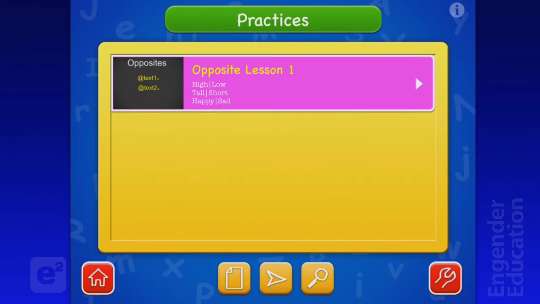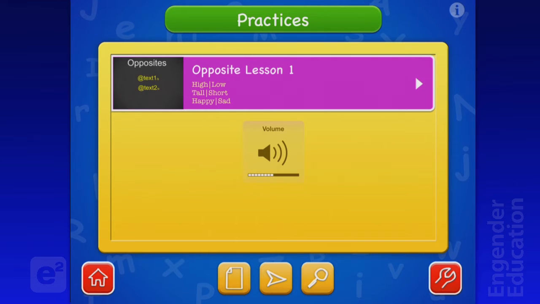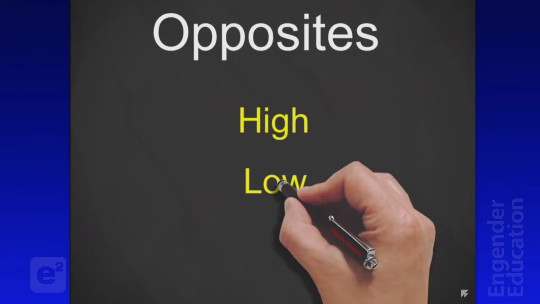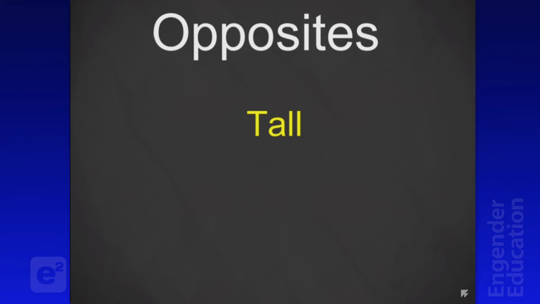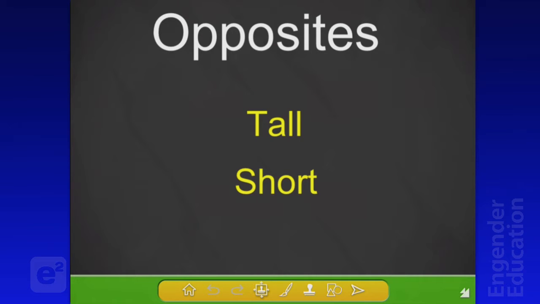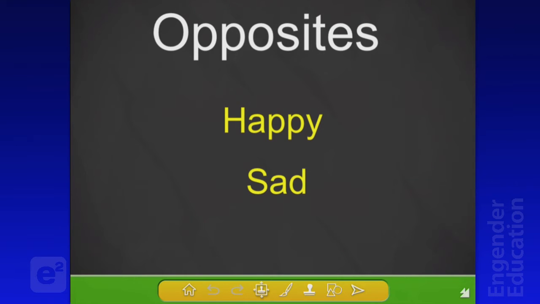All right, now let's play back. We can play interactive mode here, which is currently always set here. Let's see how that works. High, low. Okay, so you show that. Now you go to the next one. Tall, short. Very good, right? Go to the next one, happy, sad, right? That's how easy it is.